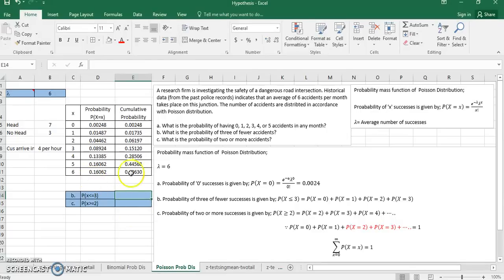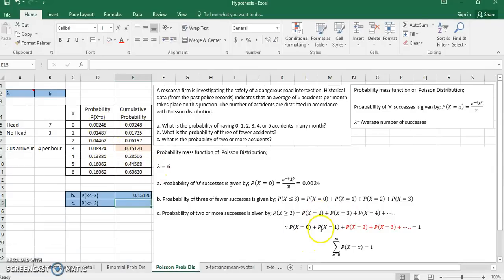First of all, I'm interested in calculating part A: what is the probability of having 0, 1, 2, 3, 4, 5 accidents in any month. These are the probabilities answering part A. Now, what is the probability of getting 3 or fewer successes? It is exactly the probability of 0 plus 1 plus 2 plus 3. So the cumulative function right here in this cell, let me highlight it, calculates the probability of 0 plus 1 plus 2 plus 3, and it gives me 0.15120. So I'm just going to replicate this cell right here. That's my answer.